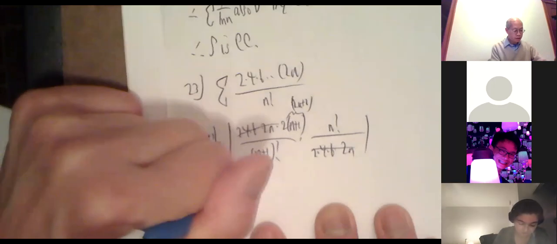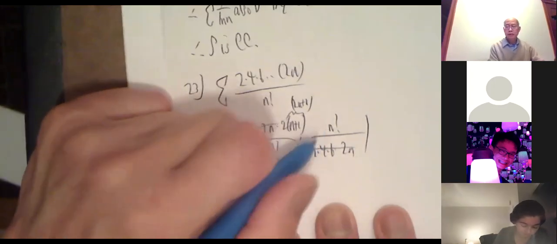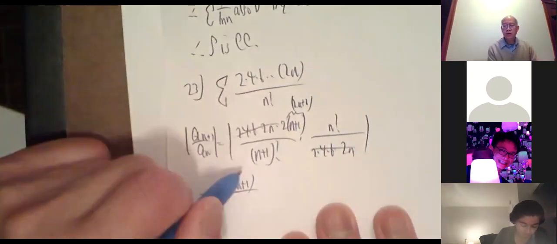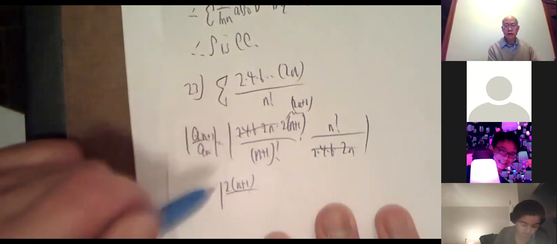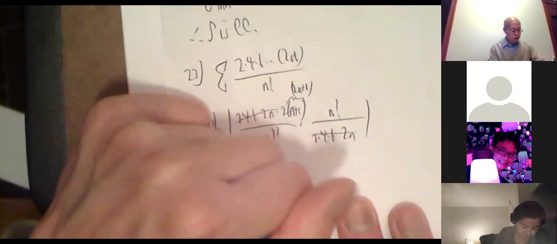So I have 2 times n plus 1. Remember, this is 1 times 2 times 3 up to n, 1 times 2 times 3 times n plus 1. So I have that, which is 2. That's greater than 1. Therefore, the series diverges by the ratio test.